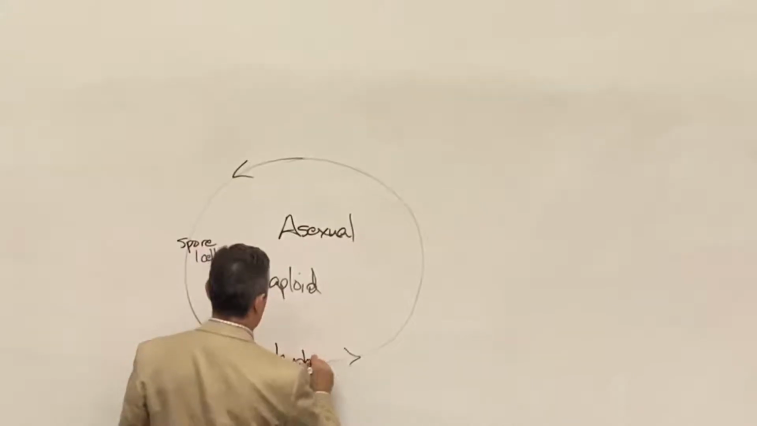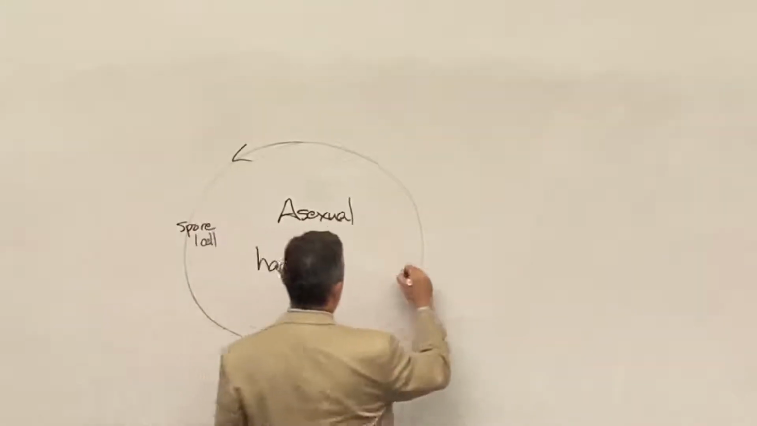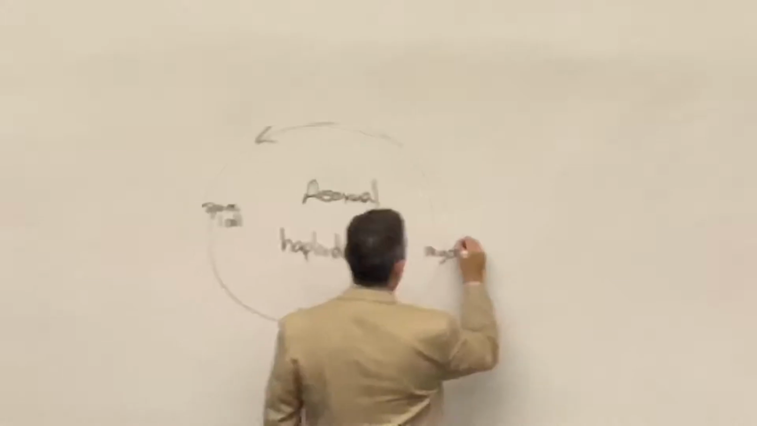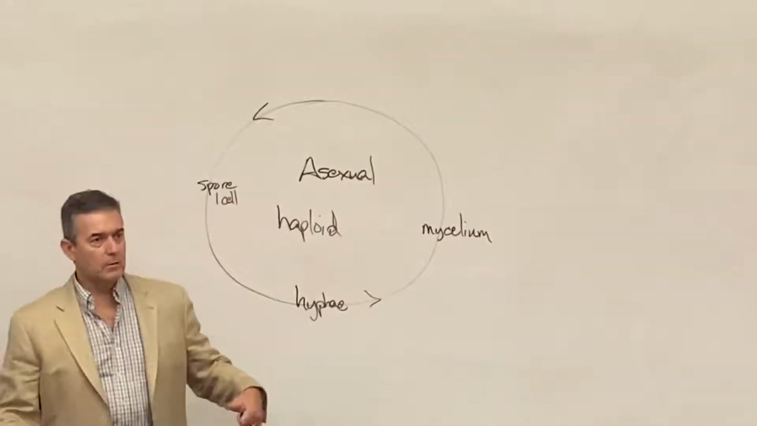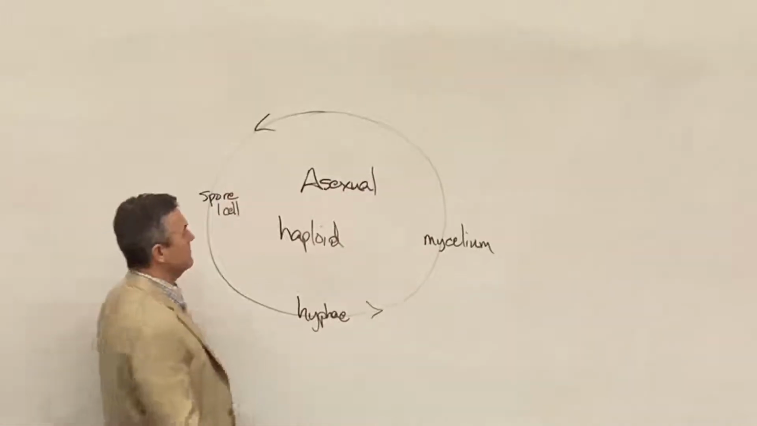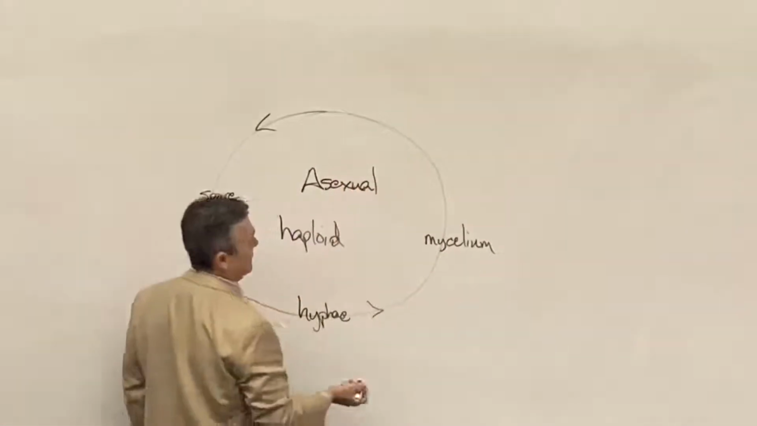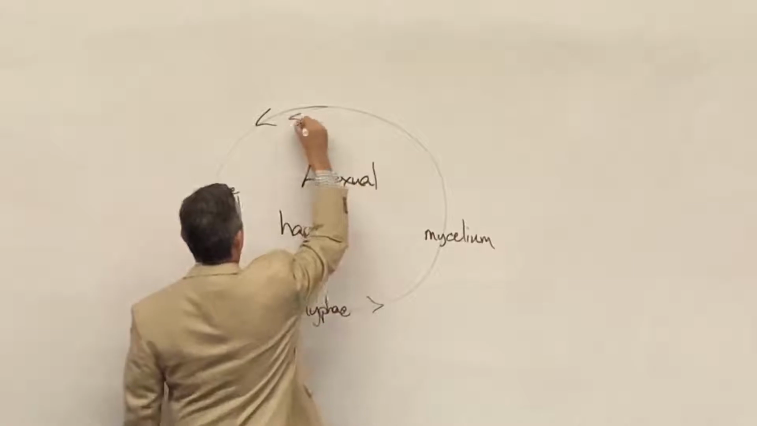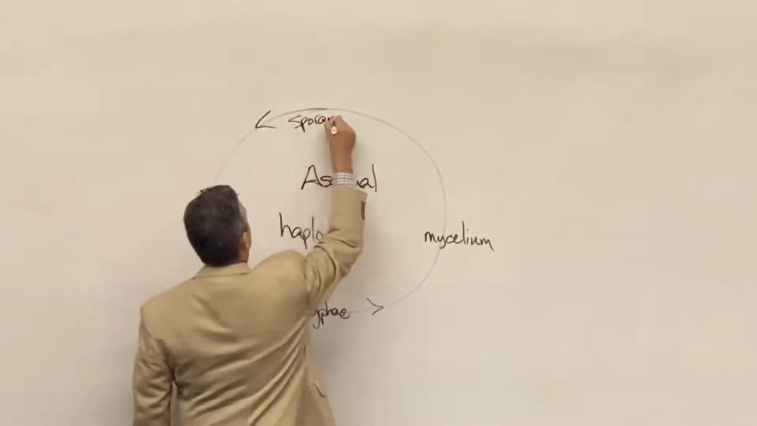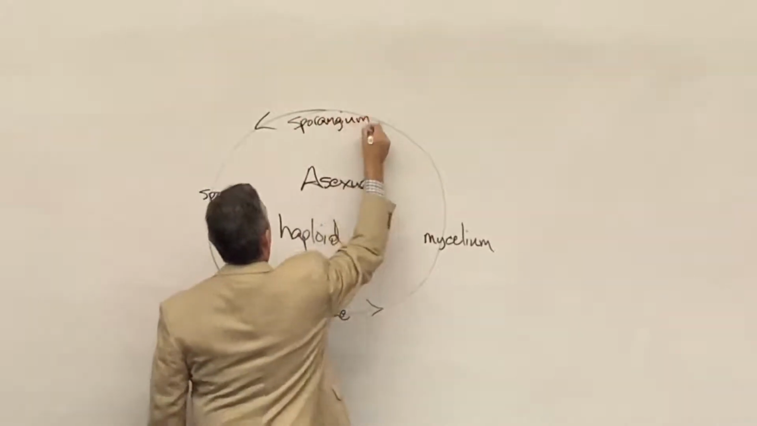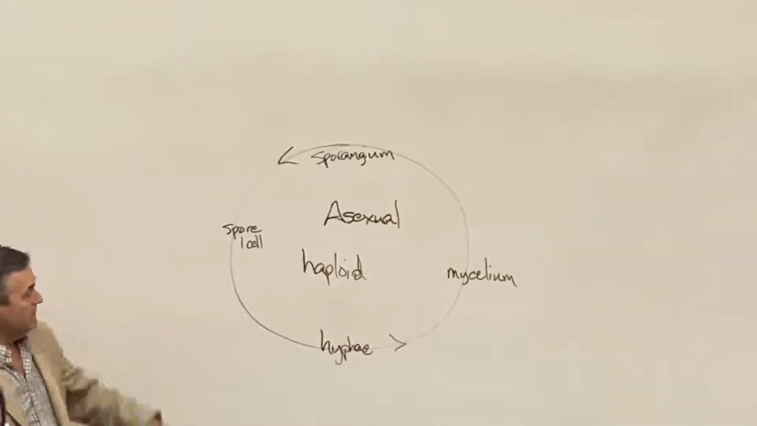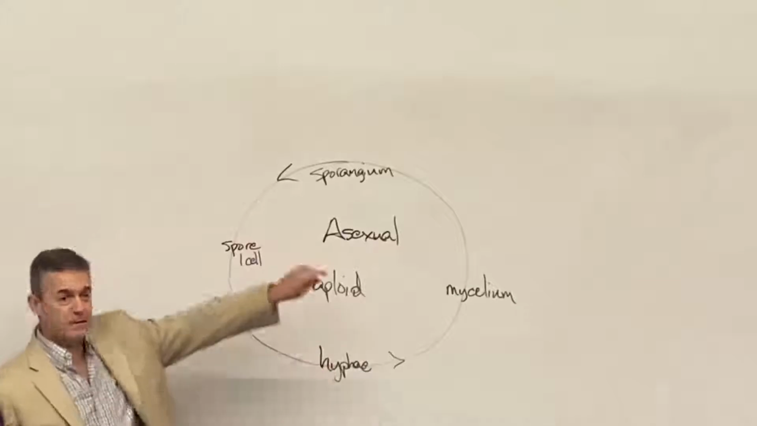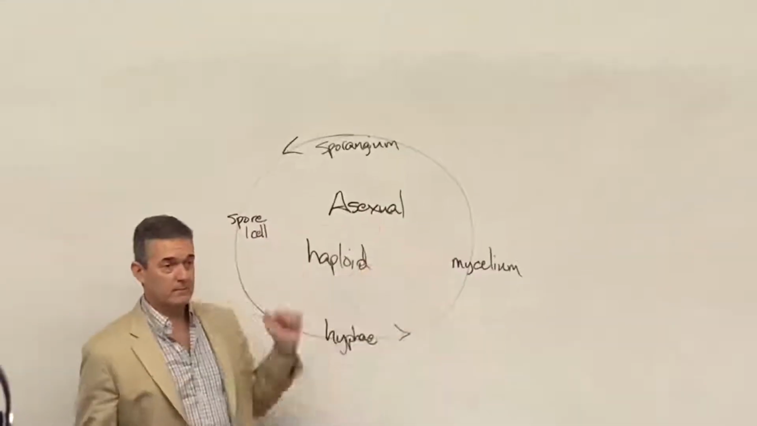Okay? Now those hyphae can keep on growing and eventually expand into a mycelium. And sometimes this will produce an asexual sporangium that can generate haploid spores by mitosis. So many fungi can spend years and years just doing this.